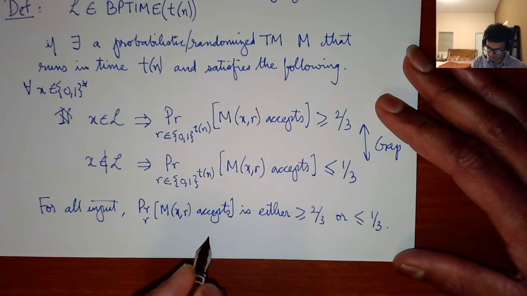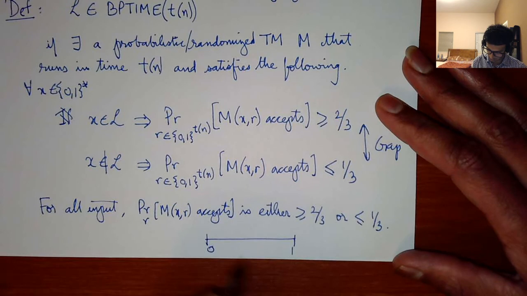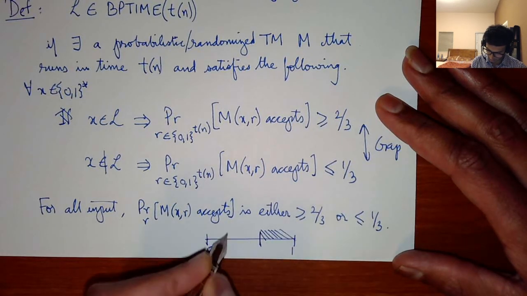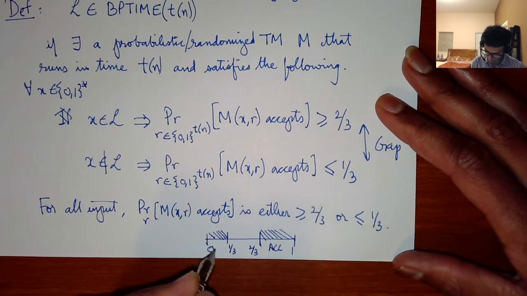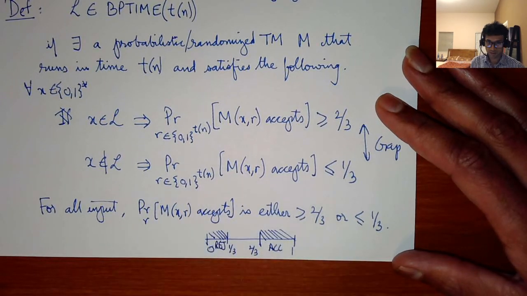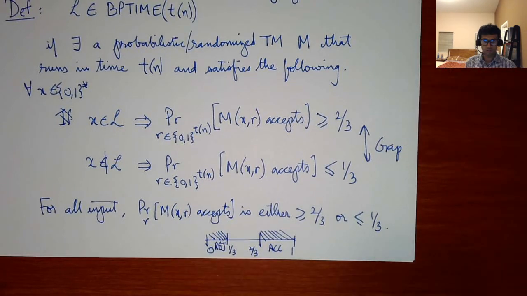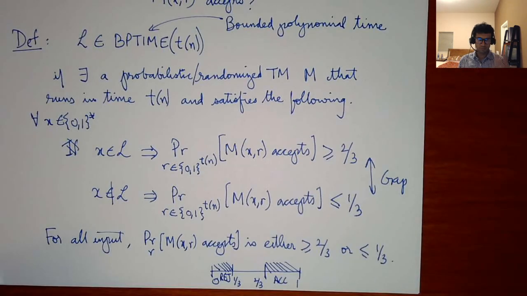You can think of it as, if I'm writing out the probabilities here, 1/3 and 2/3, this is reject and this is accept. The probability will never lie in between 1/3 and 2/3. That's the definition of BPP time. There is a probabilistic Turing machine with the guarantee that if x is in the language, its probability of accepting is more than 2/3. If it's not in the language, the probability of accepting is less than 1/3.